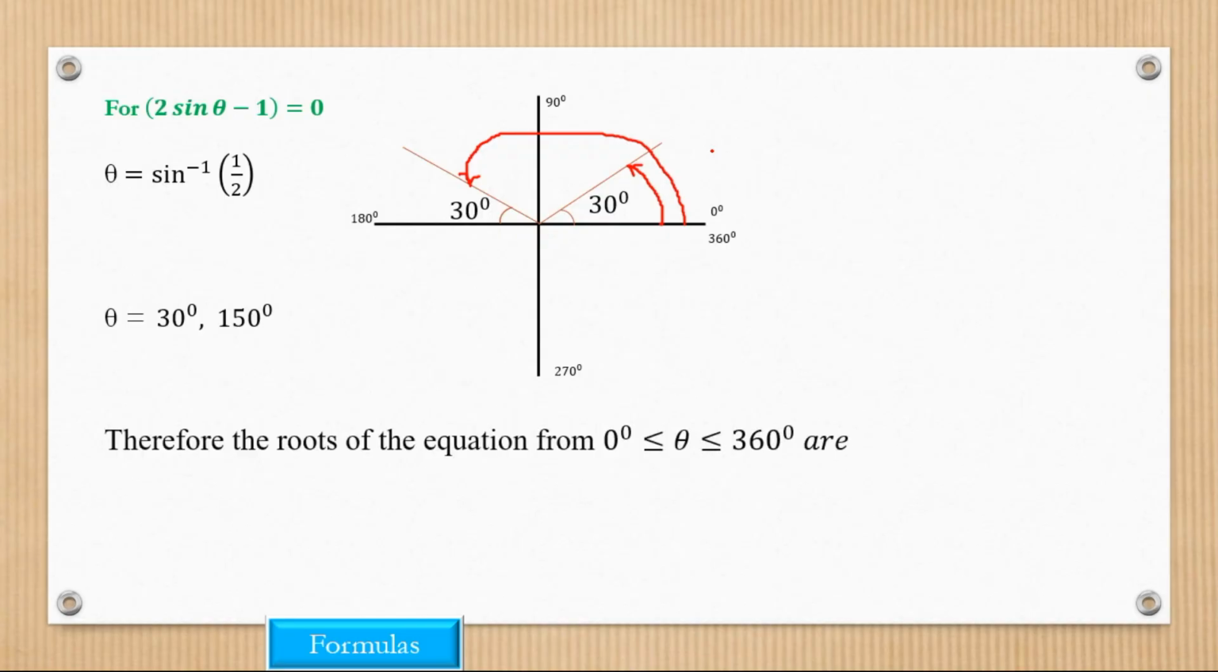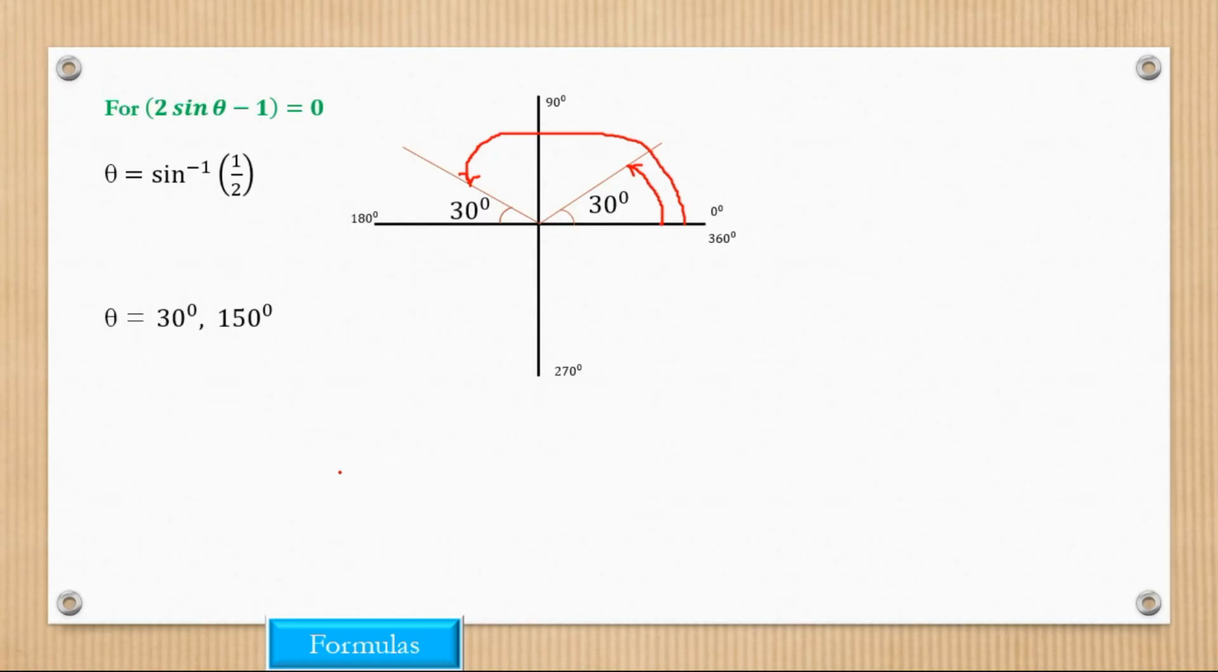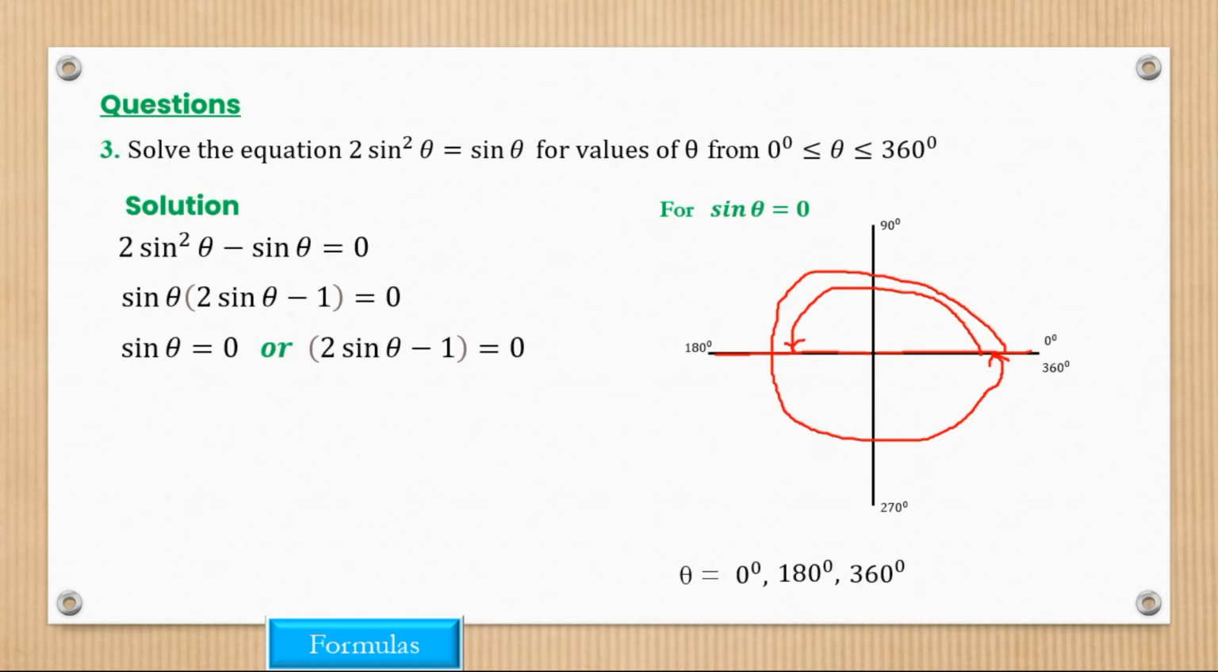And as a conclusion, the roots of the equation from 0 degrees to 360 degrees are 0 degrees, 30 degrees, 150 degrees, 180 degrees, and 360 degrees. I've just chosen to arrange them from smallest to biggest for organization. Each of these values of theta, when we put them back into this main equation right here, will make sense when you place it here.